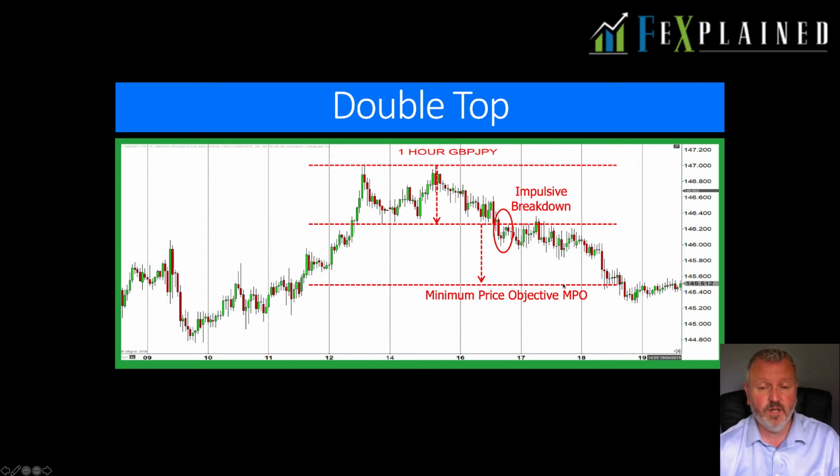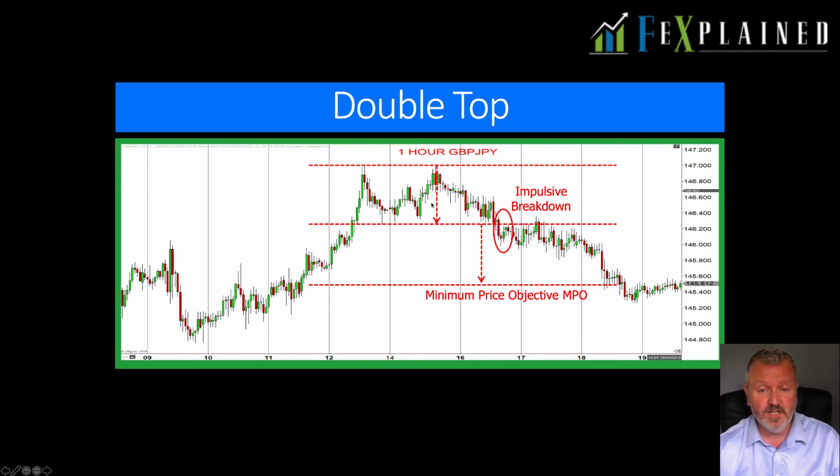And here we see a real life example. So the 1 hour chart for pound versus yen, GBP/JPY. You can see the 2 highs at pretty much the same level here. Here's the interim low, the low between the 2 highs. The double top completes when the market breaks down at this point here with this impulsive breakdown through this low.